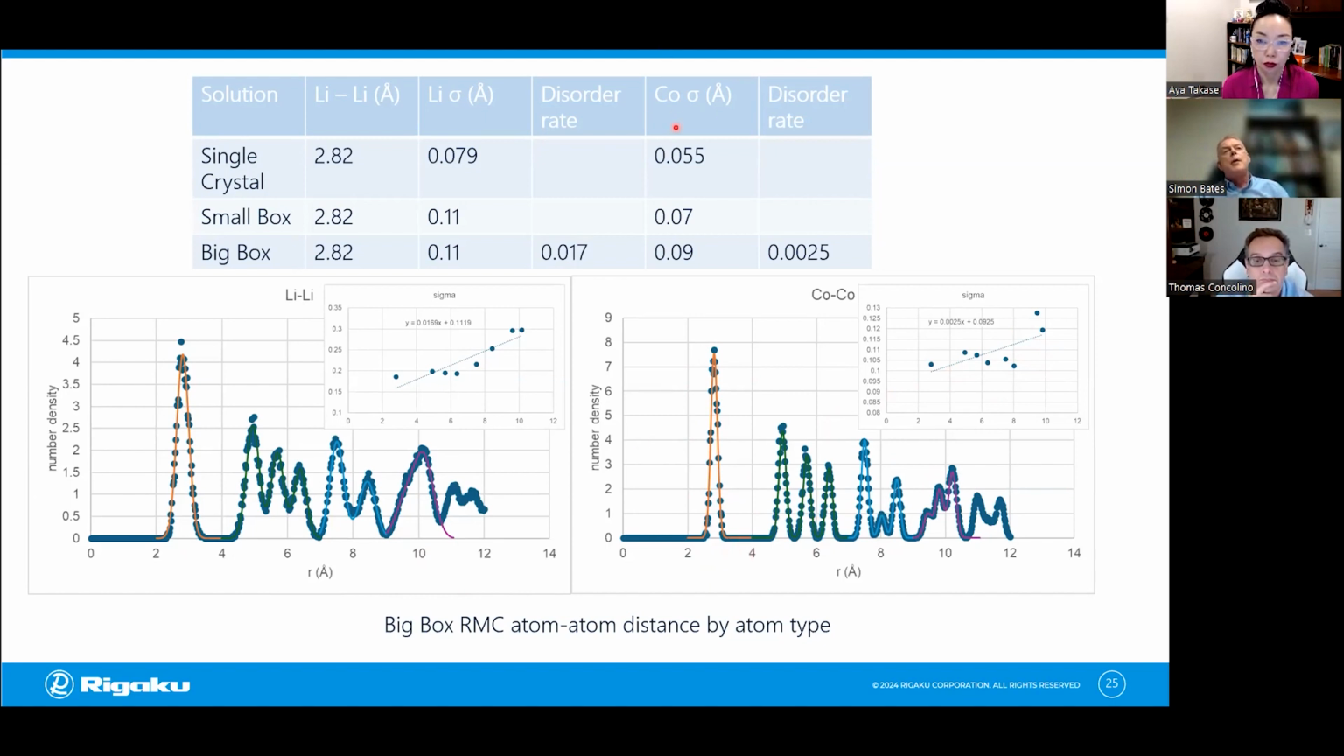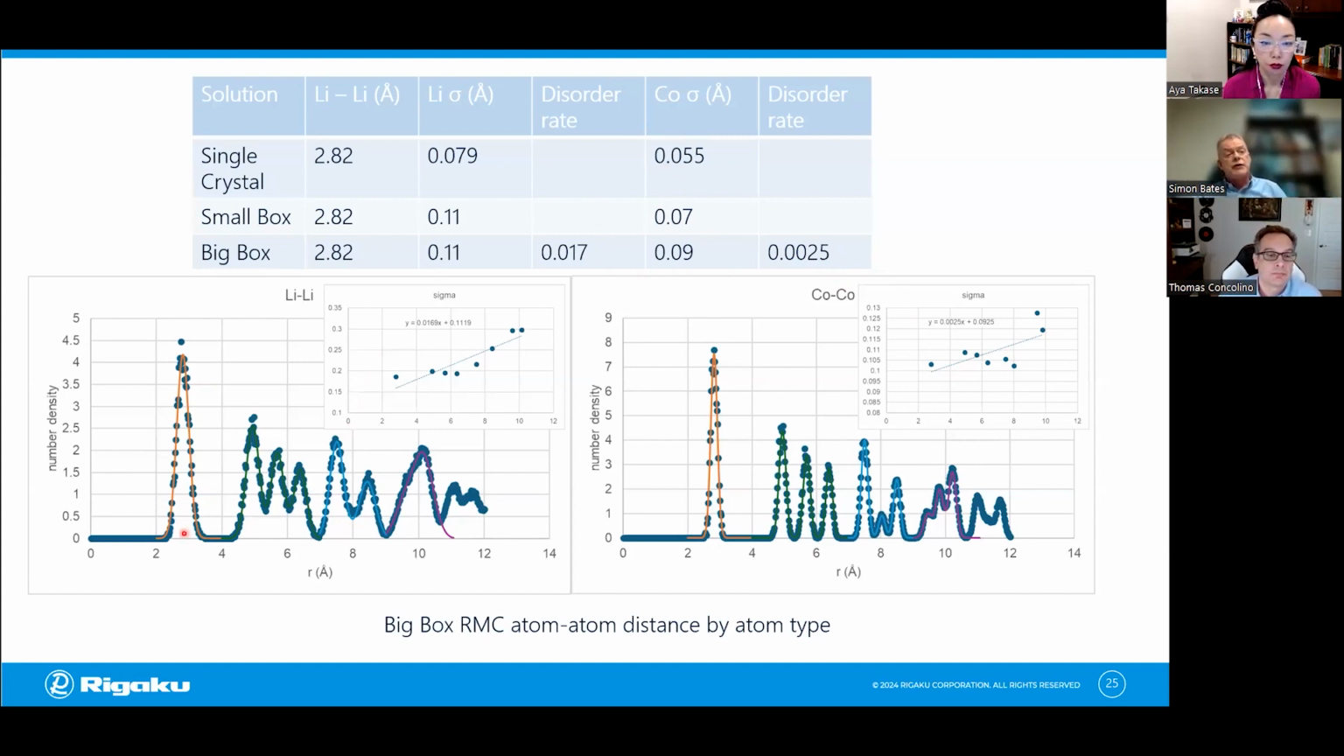And if you look at the cobalt sigmas, this is the point variation. So if I take this dotted line and I take this back to 0, that's sigma. And the slope, again, the disorder rate is very, very low. So this is a quite ordered cobalt lattice, not much disorder in it at all.